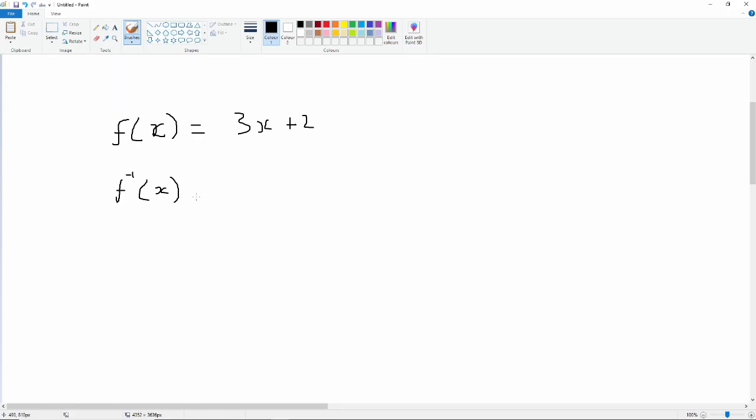Well, the inverse of f of x is that which, if we plug f of x into the inverse, we will get x out. In other words, f to the minus 1 of f of x is equal to x. That's our definition of our inverse. So we're looking for a function that if we plug f of x into that function, we will get x out.